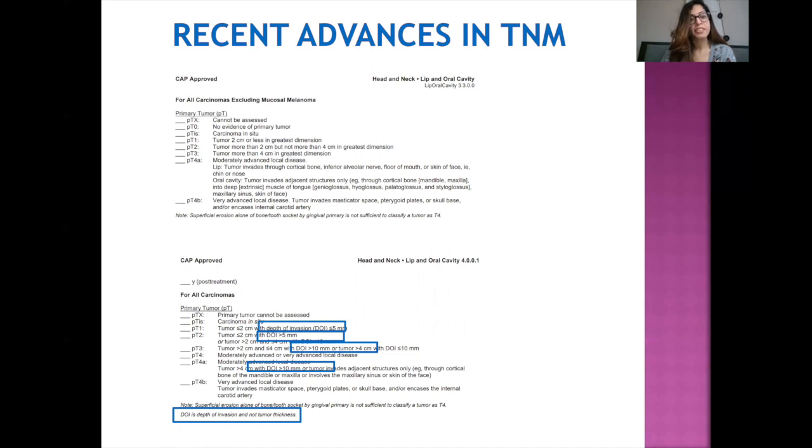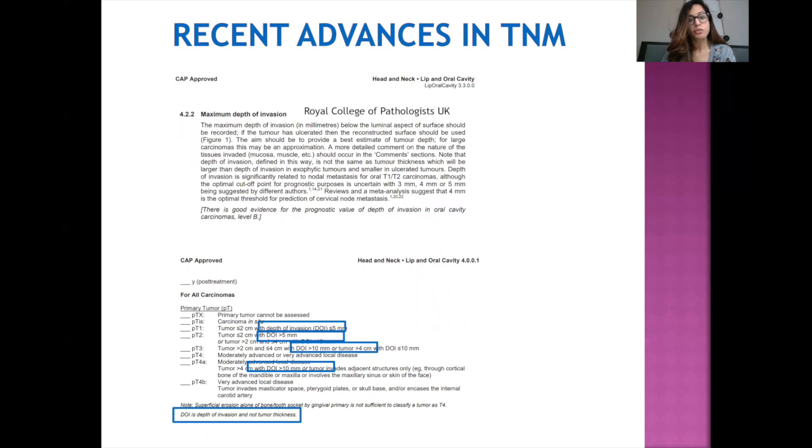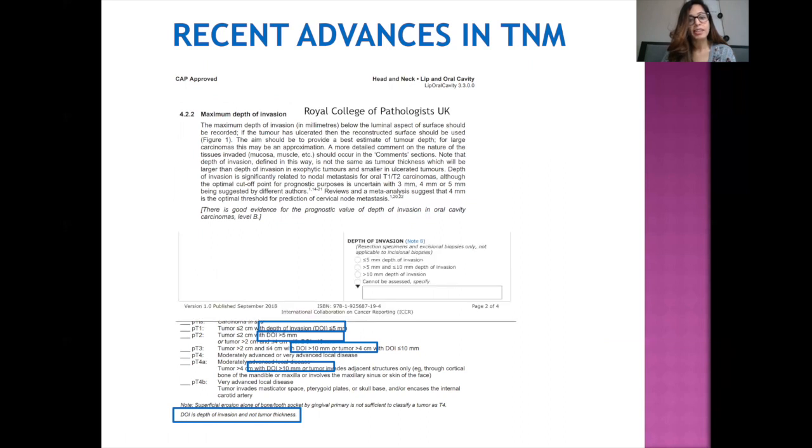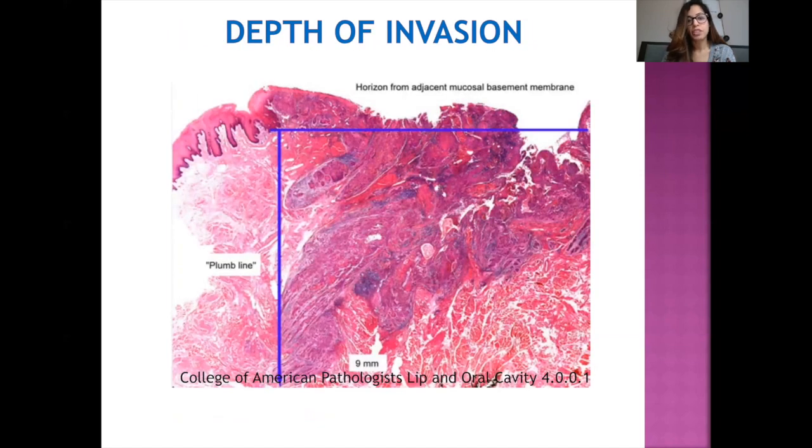protocol. And this is reflected in the Royal College of Pathologists UK guidelines, as well as in the International Collaboration on Cancer Reporting. So what is depth of invasion? As described by all of these institutions, depth of invasion is measured as a perpendicular distance from the closest normal basement membrane to the deepest extent of the tumor.